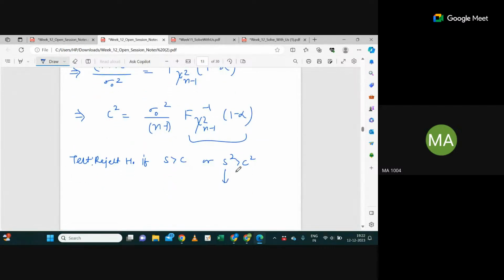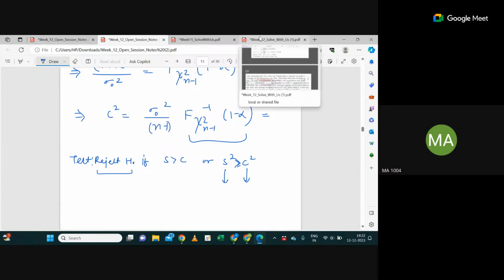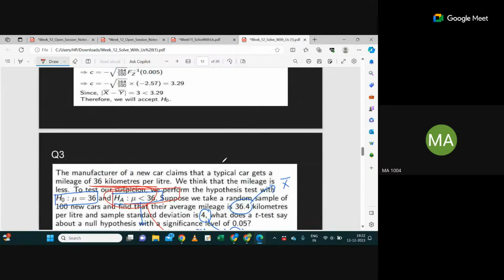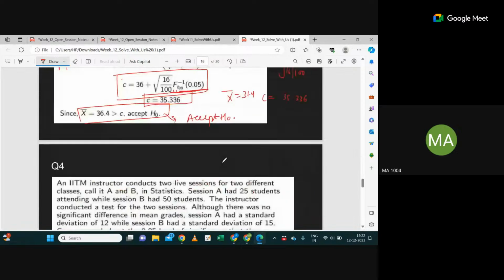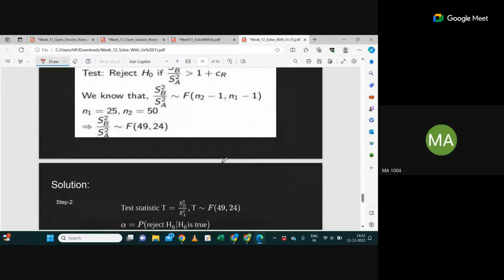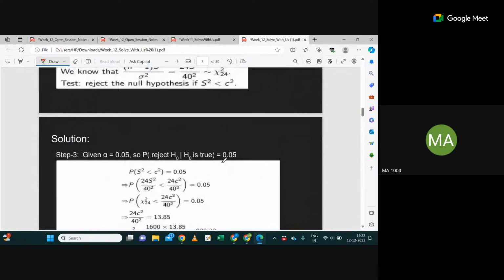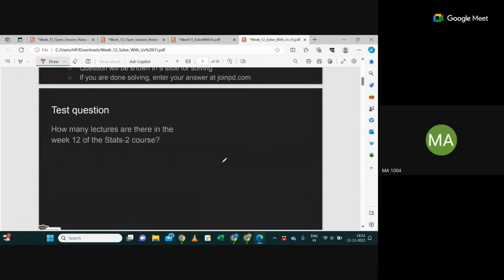So this s square will be given in the question, or you can find it from your sample data, and this c square you get by substituting all the values. Just compare, and if this is true, then you will reject h naught. If this case is not satisfied, that means you have to accept your h naught. So far the rough idea is okay. You got the idea how we can convert in the form of the respective test statistic. Then I will move to the question related to this. Did you get the idea? Yes or no?